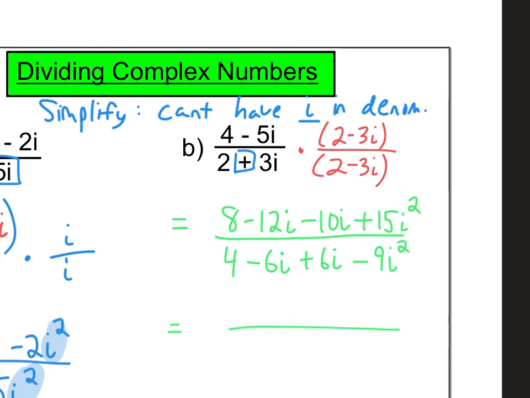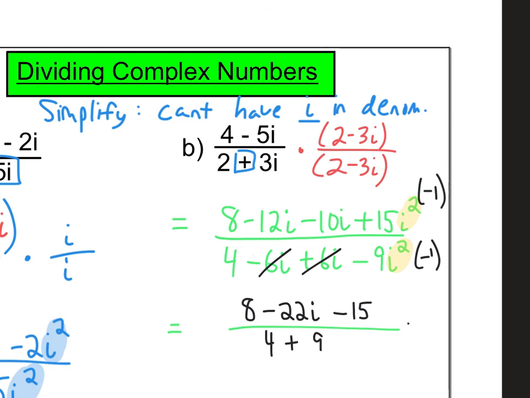Okay, and let's start cleaning some things up and see what happens. We do have a couple terms with i squareds in there, right? So we'll take care of those, and we'll combine some like terms as well. So in the numerator, I have an 8. The minus 12i minus 10i is minus 22i. The plus 15i squared, if we remember that's negative 1, will make the plus 15 become minus 15. All right, the denominator, the minus 6i and the plus 6i cancel out. So we have 4 minus 9 times negative 1 becomes plus 9.